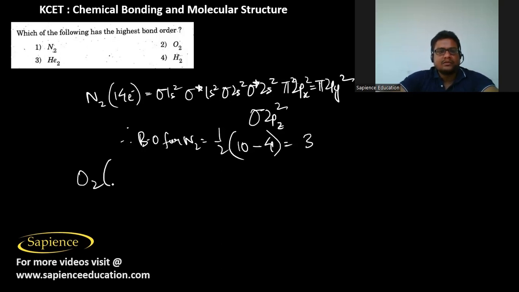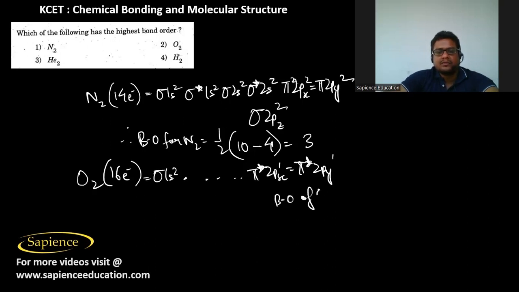Then for O2, as we know, it has got 16 electrons and it will start from sigma 1s2 and end at pi star 2px1 equals pi star 2py1. So here the bond order of O2 will be equal to half of 10 minus 6, that will be equal to 2.